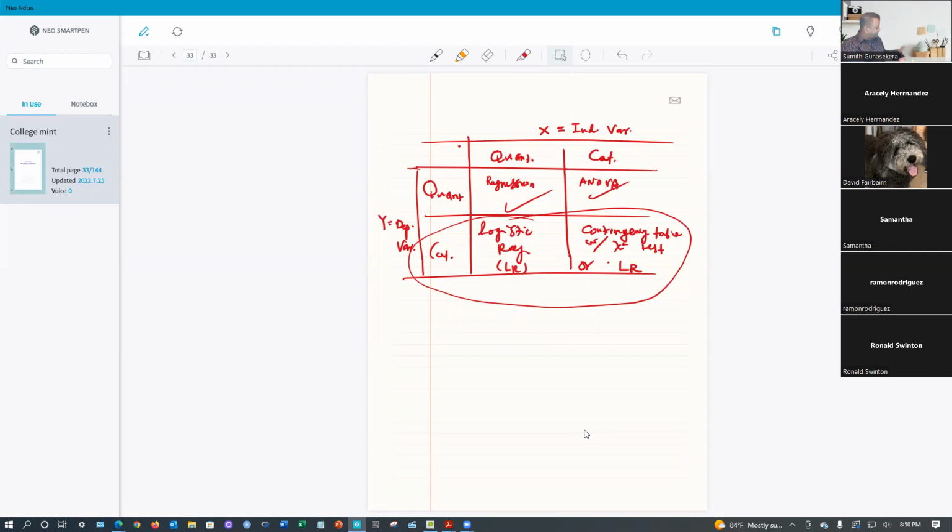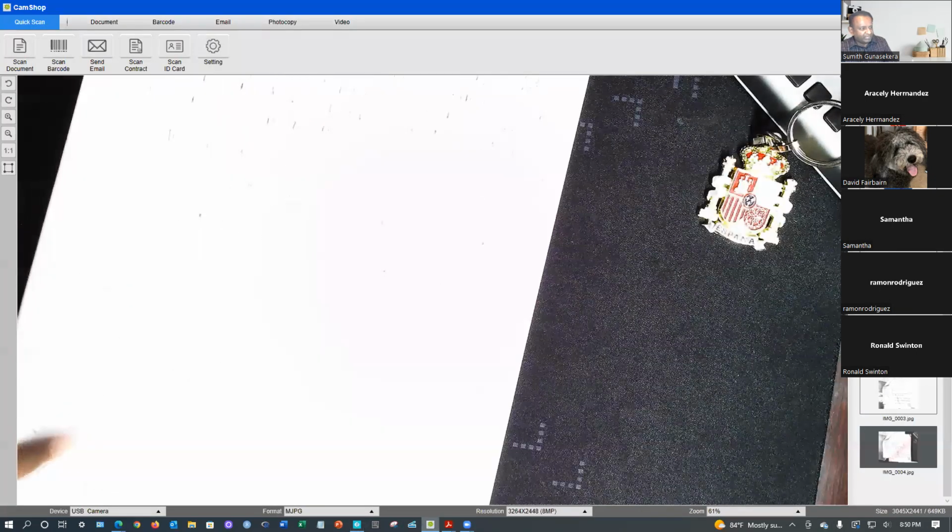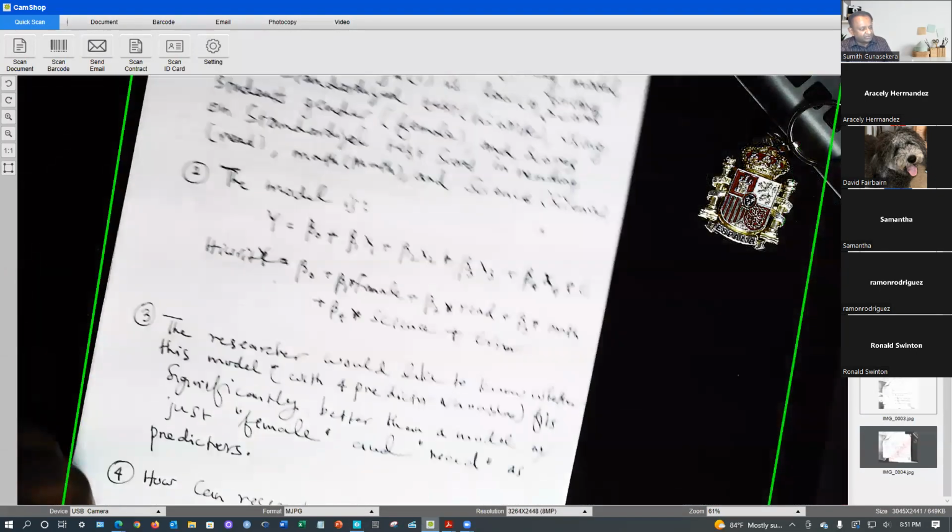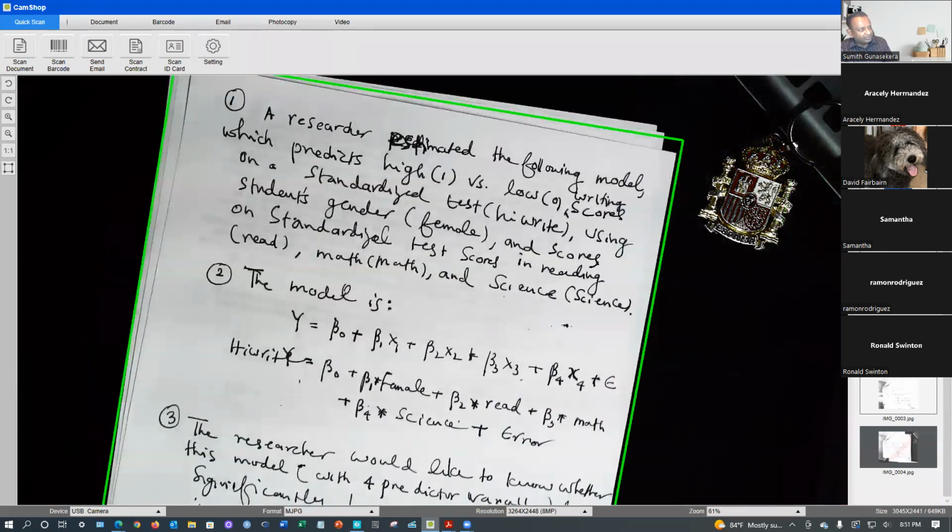So that's one scenario in which we are planning to use logistic regression. Why logistic regression? Because the Y variable is categorical. When the Y variable is categorical, we are planning to use that. Okay, let's look at another scenario in which we are trying to use this logistic regression.